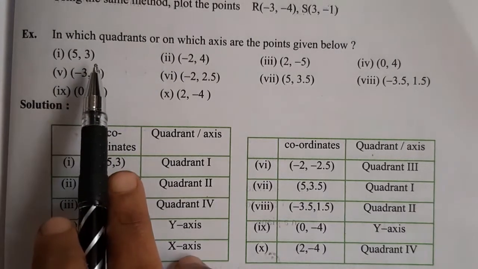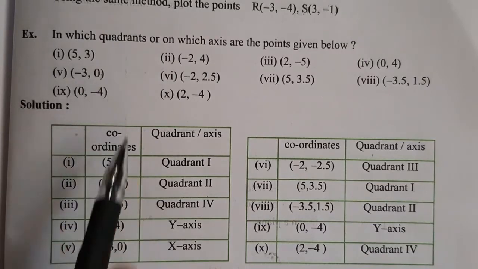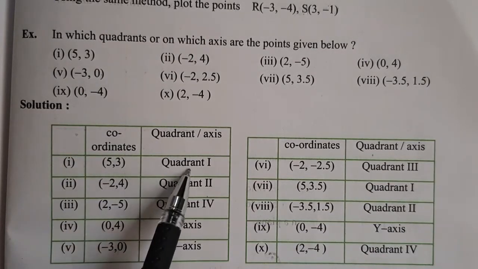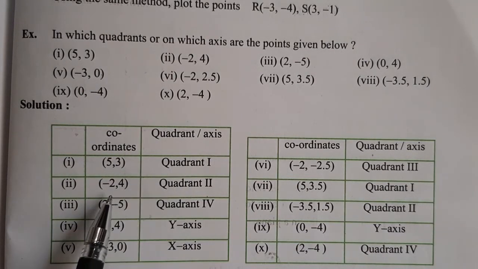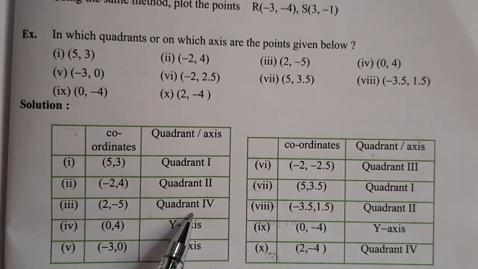The first point is 5, 3. Both signs are plus, plus. That means 5, 3 lies in the first quadrant. Second is -2, 4. The x coordinate is negative and the y coordinate is positive. That means it lies in the second quadrant. The third one is 2, -5. That means it lies in quadrant 4.